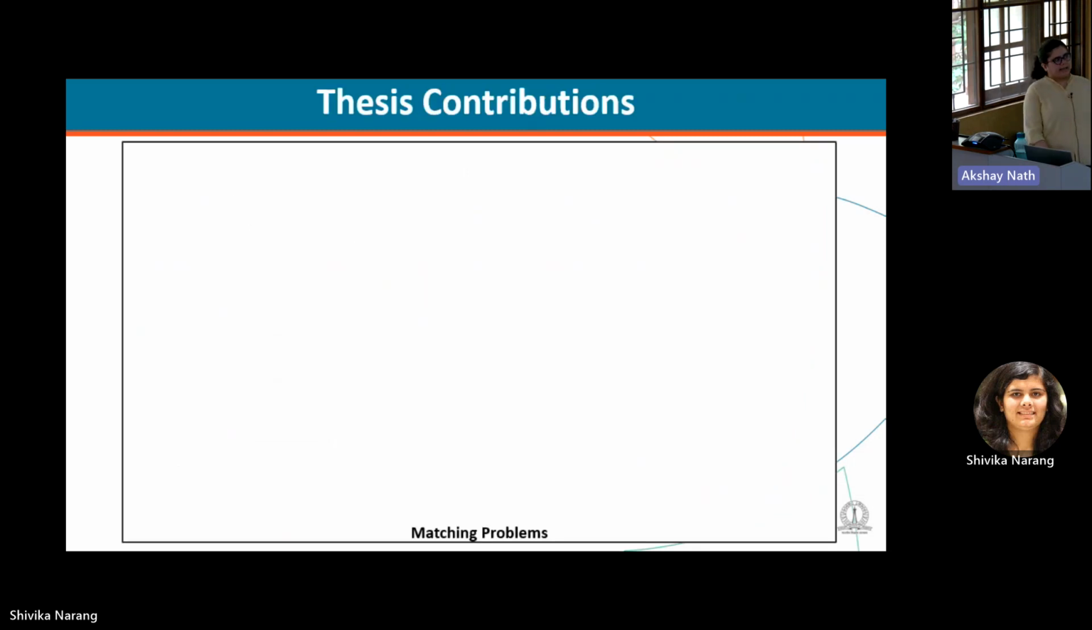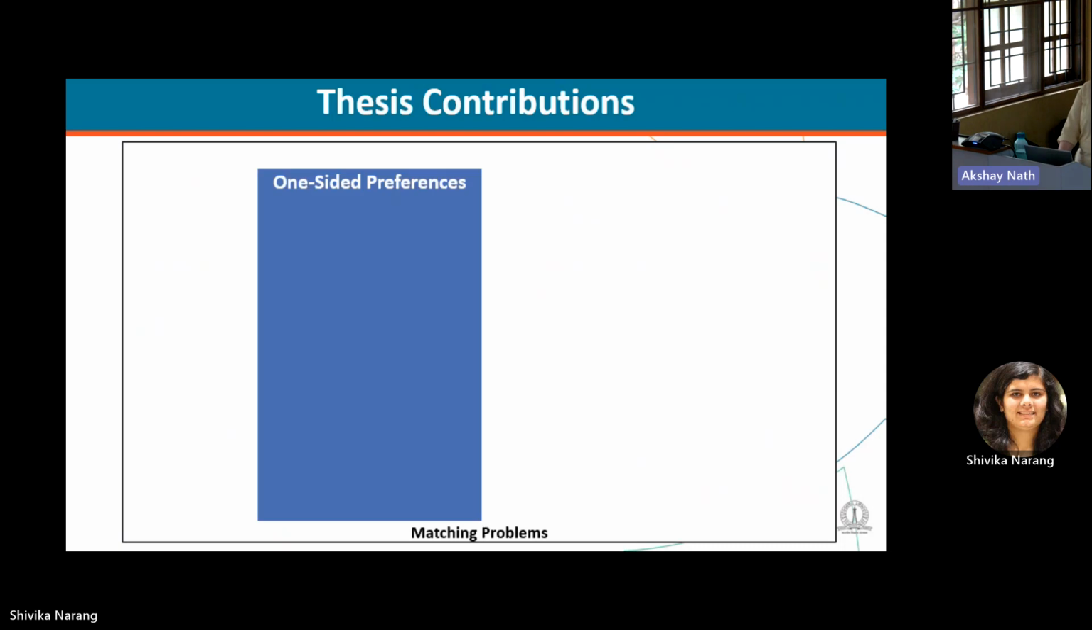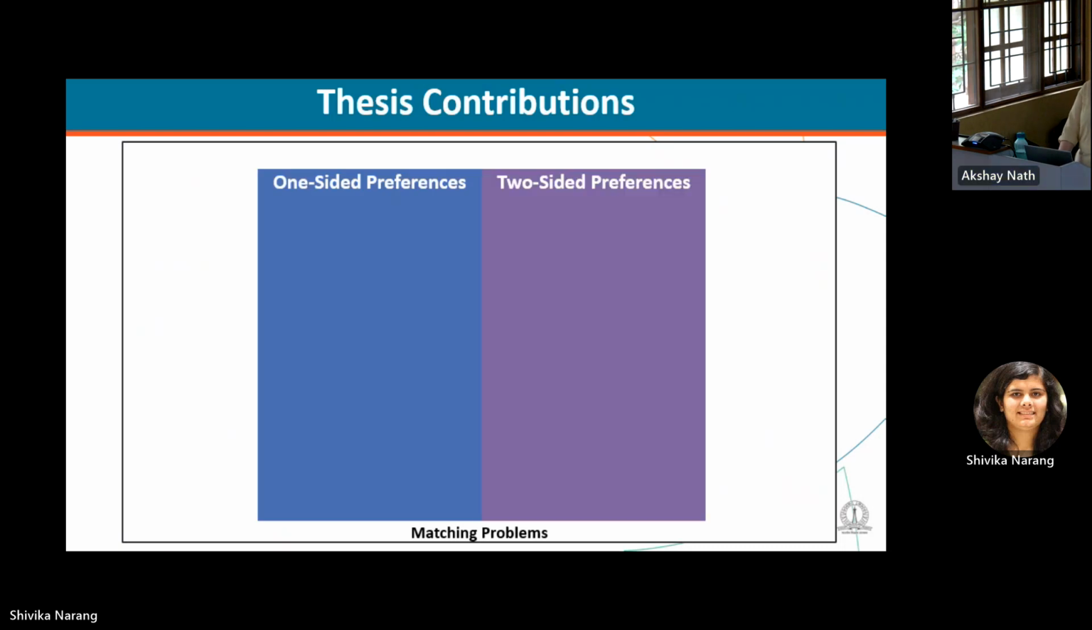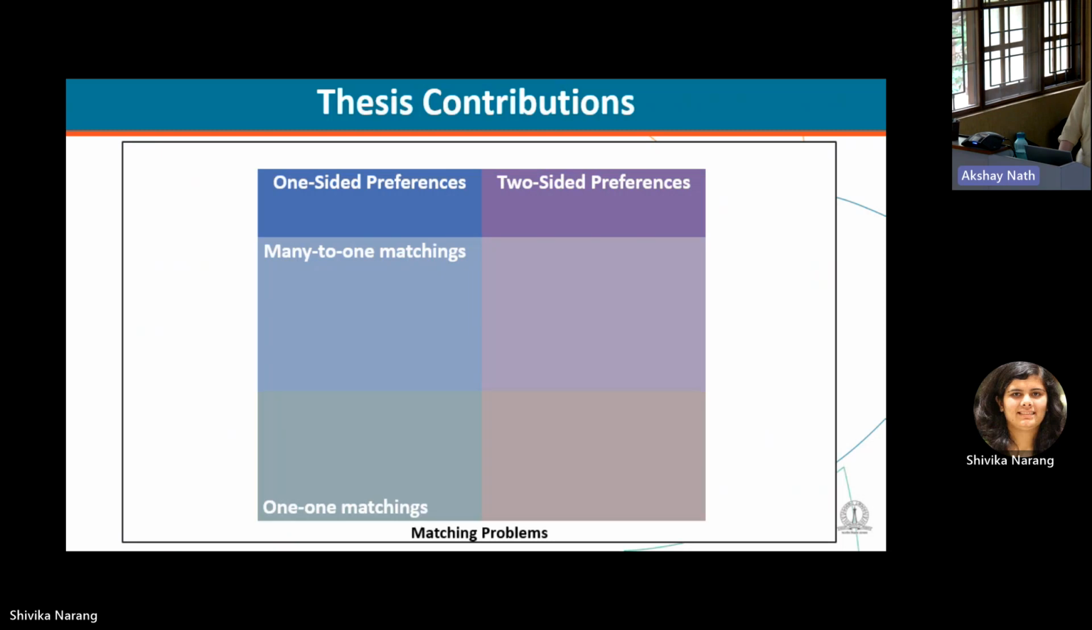So over the entire space of matching problems, we will look at these bipartite type matchings where preferences can be one-sided or two-sided. And we will look at many-to-one matchings and one-one matchings. So for the space of one-sided preferences, our notions of efficiency are going to be social welfare and Pareto optimality, but social welfare maximization will imply Pareto optimality. And also for fairness, we will be looking at it from a lens of envy freeness.